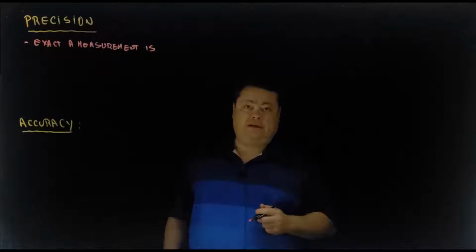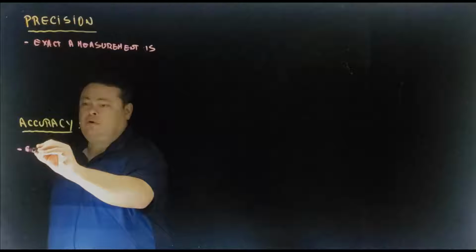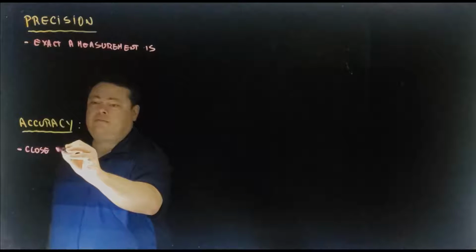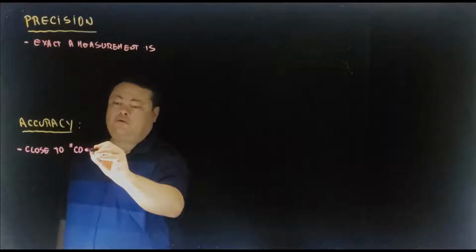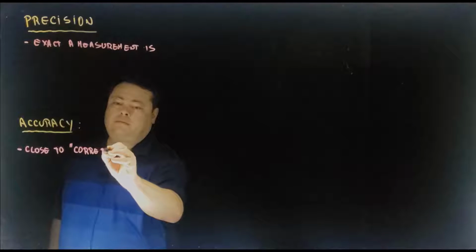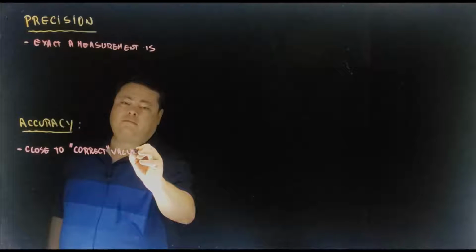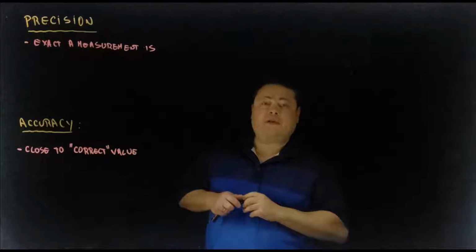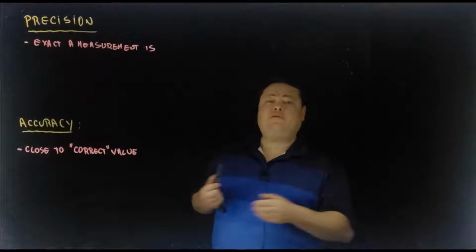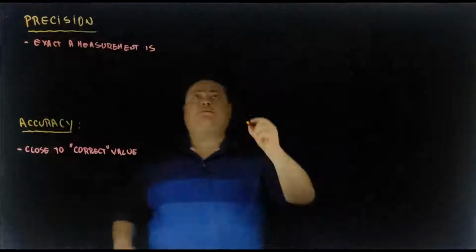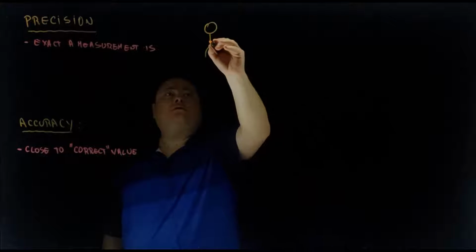Basically, that's the idea. Accuracy has to do with how close to the "correct" value you are. So something is accurate if it is close to the exact value. Let's give an example. Let's say that Bob steps on a scale.